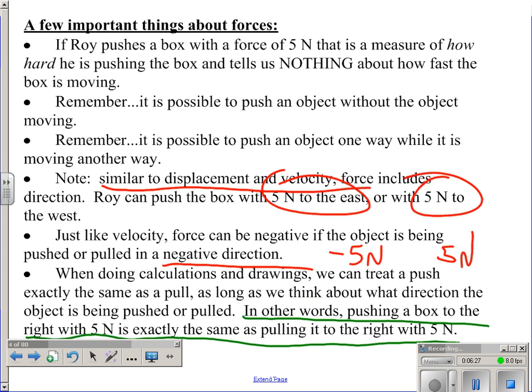Okay, so if you imagine a car stuck in the mud, whether you get behind the car and push it forwards with 5 newtons or get in front of it and pull it forwards with 5 newtons, as far as the car is concerned, that's exactly the same thing. Okay. Okay, so let's do some examples here.